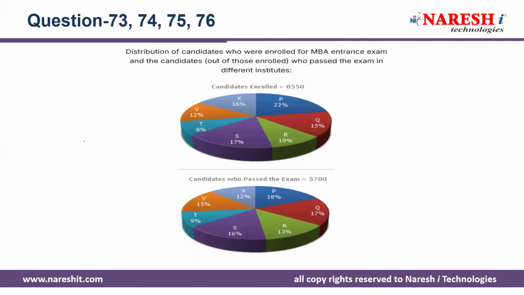All of you quickly note down these questions. There will be 4 questions for these two diagrams, 73, 74, 75, 76, as already written on the top. Distribution of candidates who were enrolled for the MBA entrance exam and the candidates out of these who passed the exam. The first pie chart shows how many candidates enrolled, 8,500, divided into different categories. Out of 8,500, the ones who passed are 5,700, also divided into different colleges.